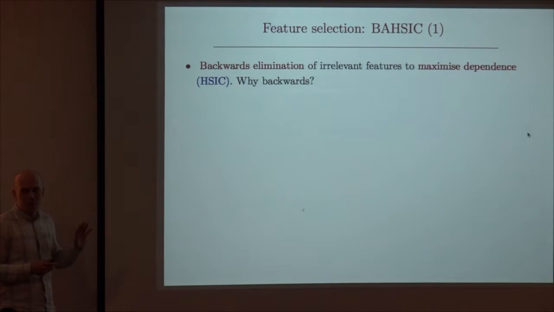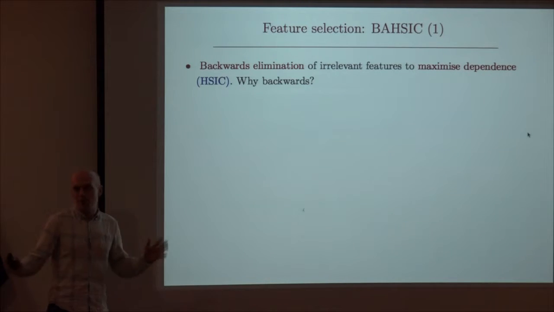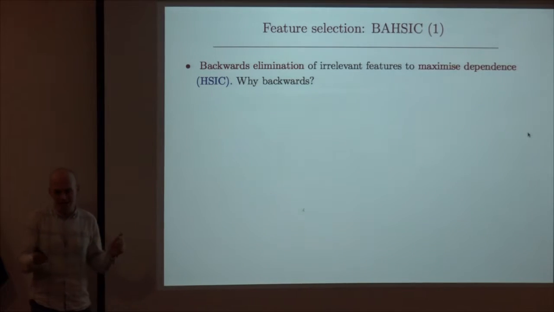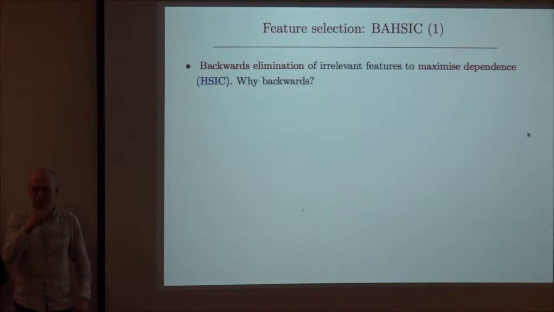Our algorithm, I'm going to use slightly different notation for it, but I'll explain it. It is going to start with all of the features and then eliminate features backwards in such a way as to maximize the increasing dependence with the labels. So why might I eliminate features backwards? Why should I start with all my features and then throw them away in such a way as to increase dependence?